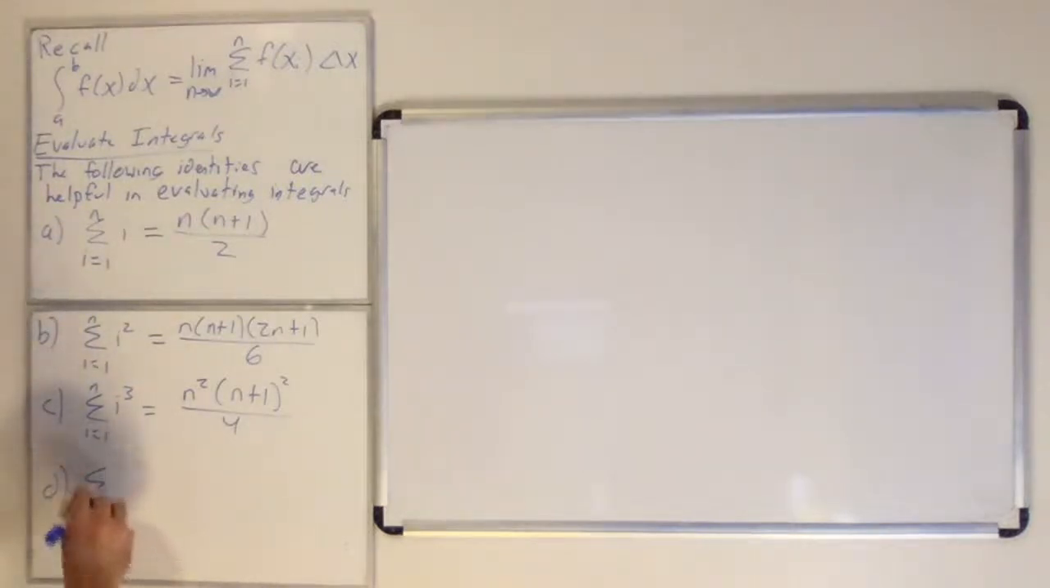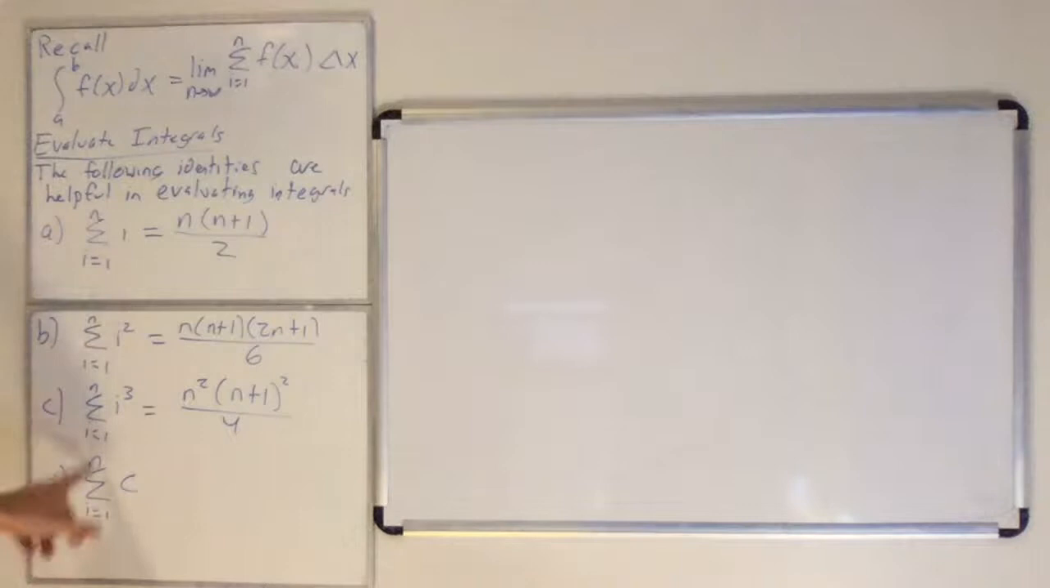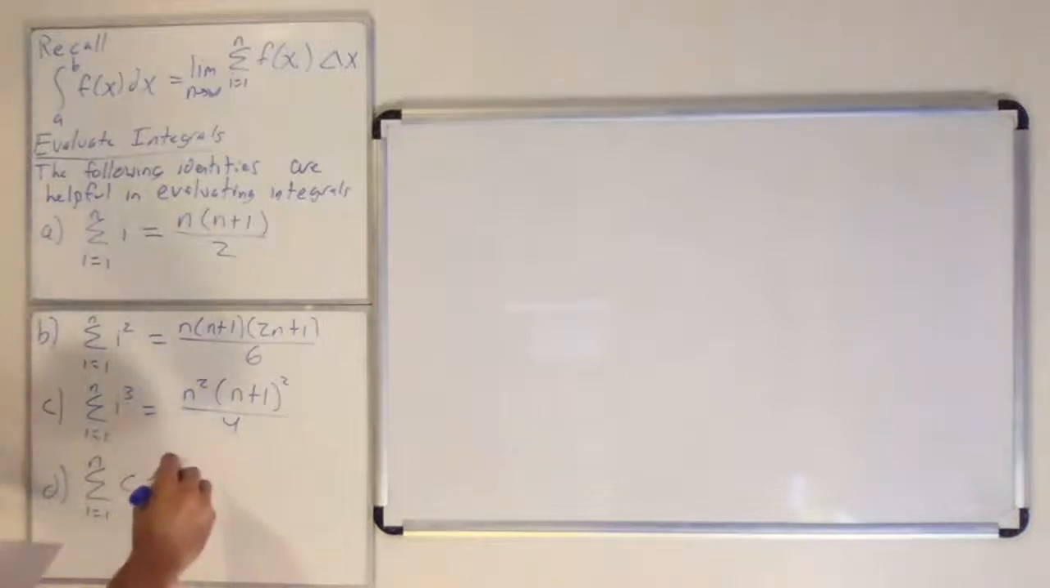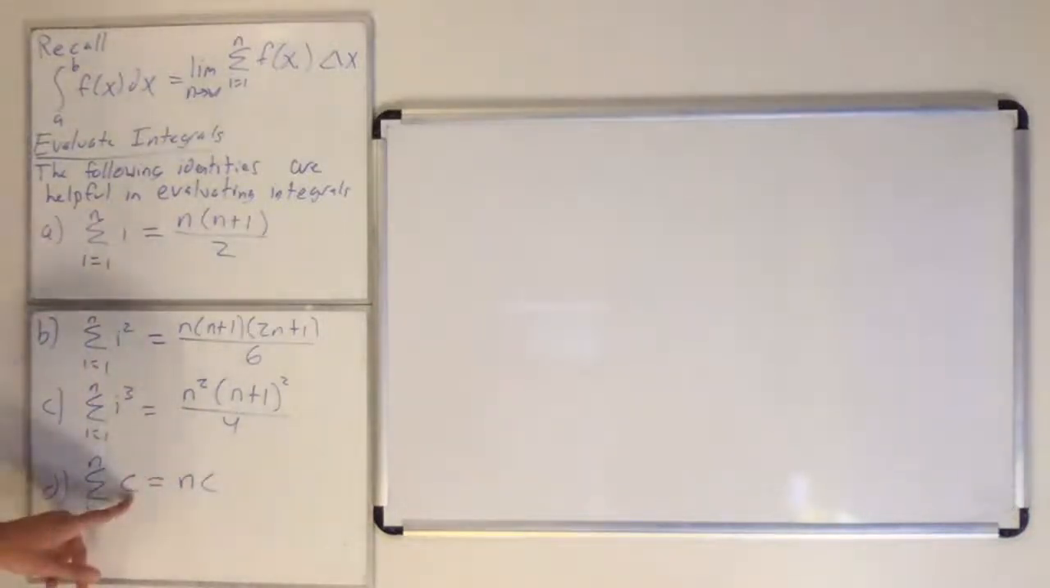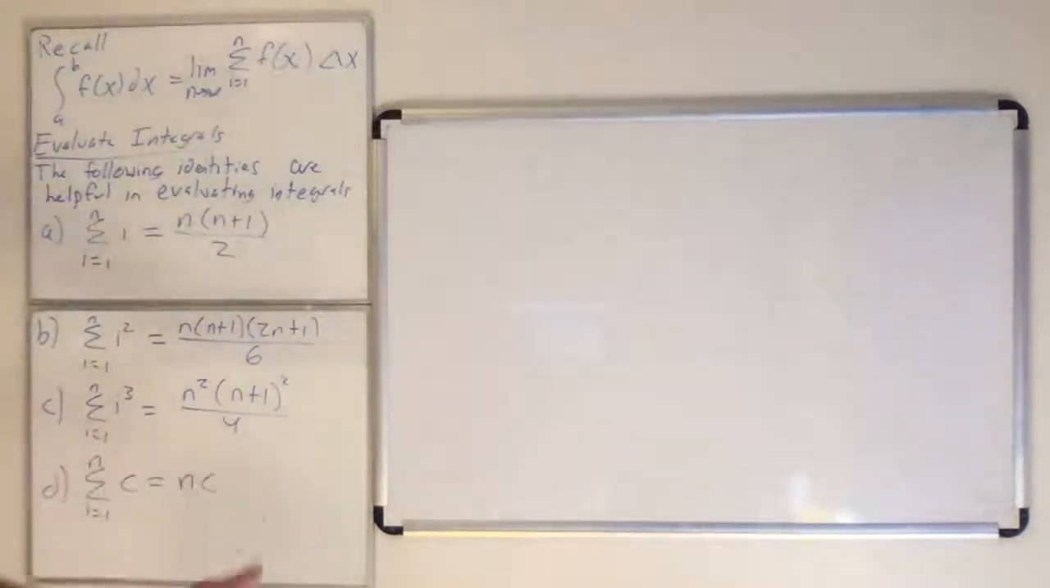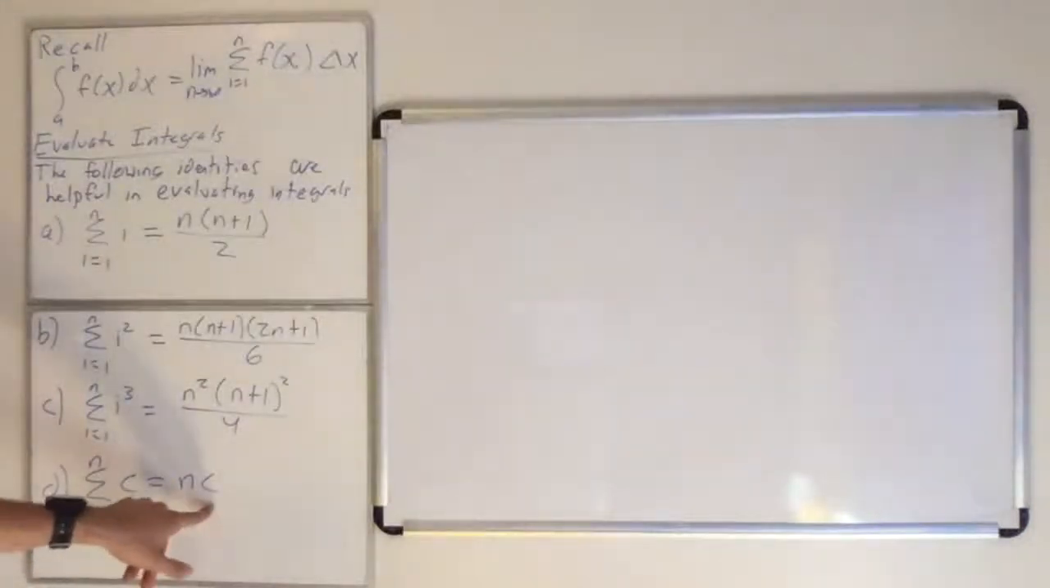Sum from i equals 1 to n of a constant. If you add a constant to itself over and over again, n times, that's the same thing as multiplying by the number n. Like, let's say c was equal to 5. 5 plus 5 plus 5 plus 5 plus 5 plus 5, n times, is the same thing as n times 5.